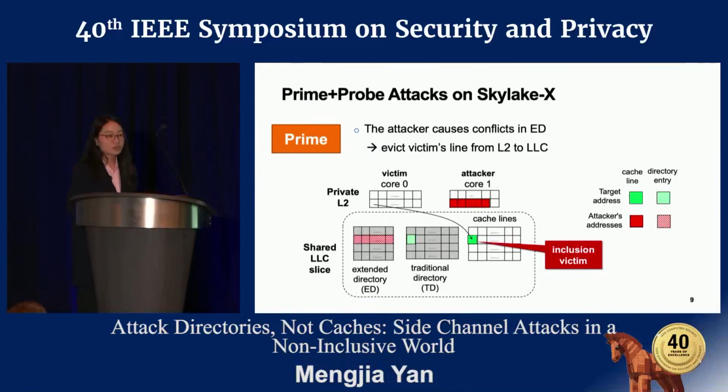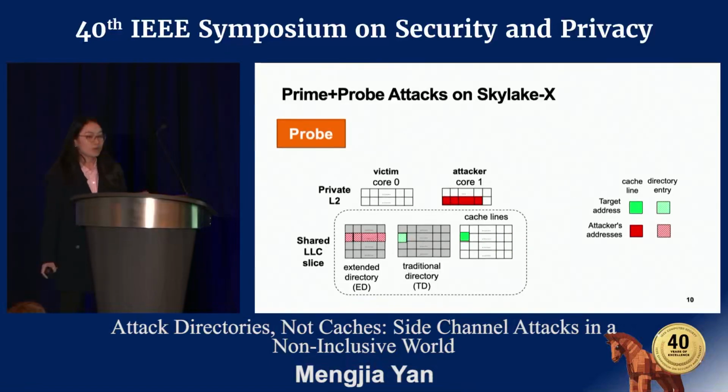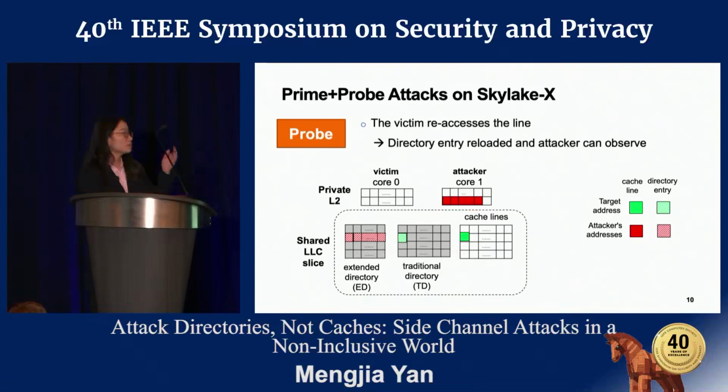Now let's see how the probe works. As we all know, the probe is just to re-access all the addresses used in the prime step. And if the victim does nothing in between, when the attacker re-accesses all the addresses, it will see all L2 hits, very short latency. But if the victim re-accesses the line, it will go back to the L2. And this will be observed by the attacker.